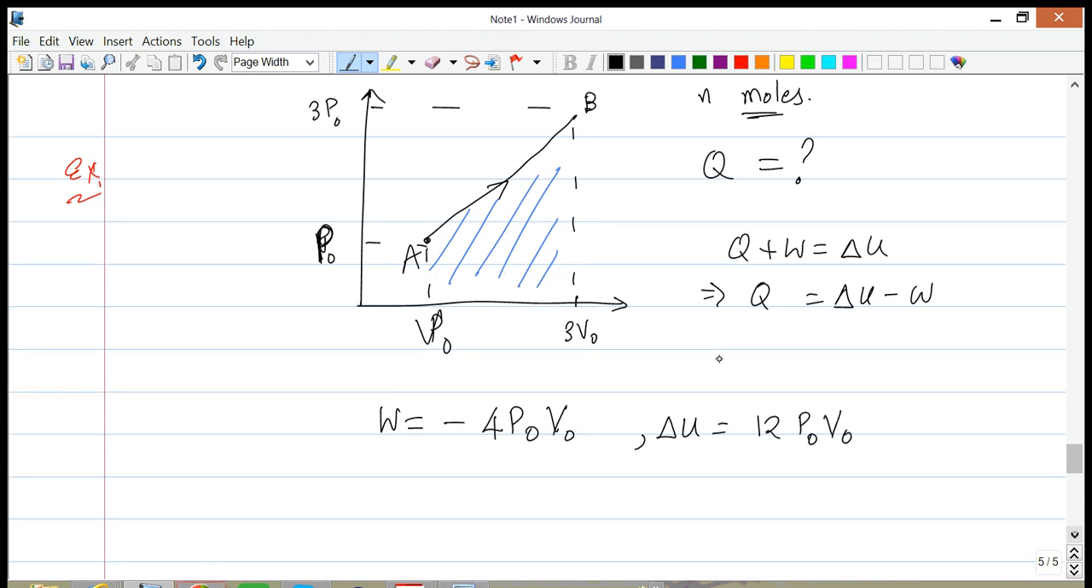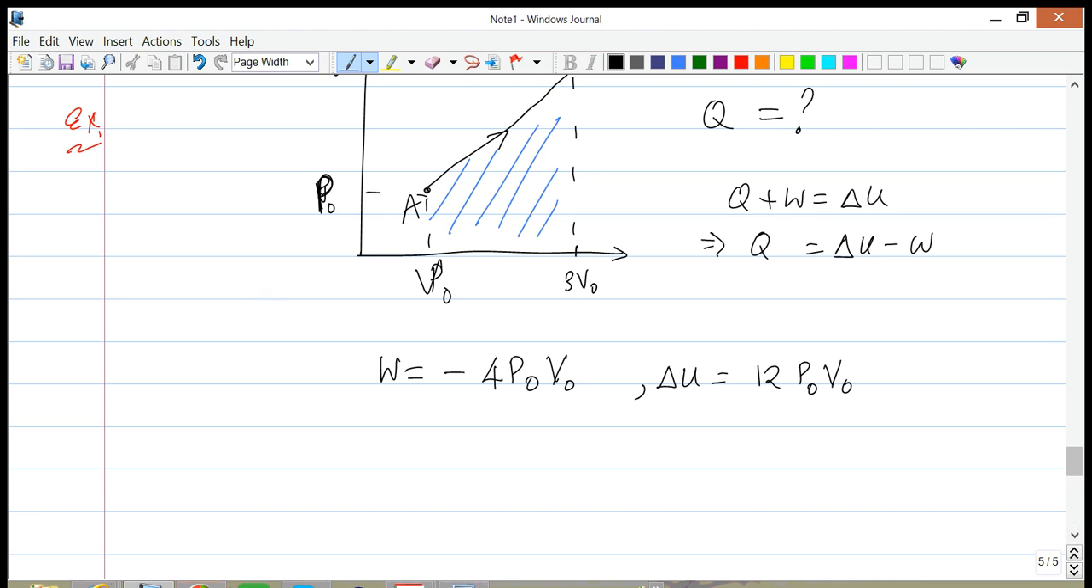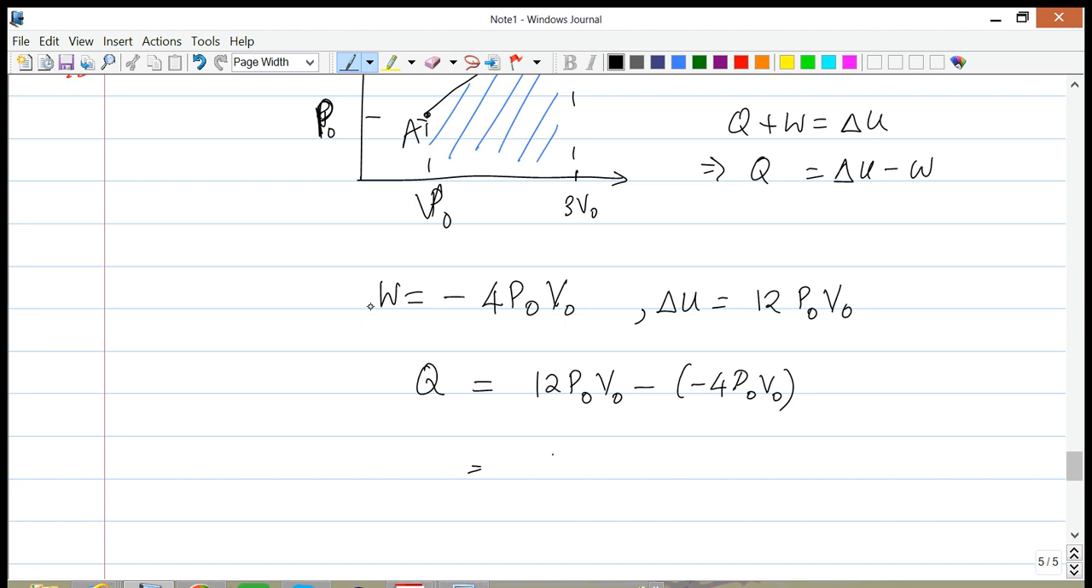Okay, so now that we know these two things, and if you're unsure about this, just hit calculate it, make sure that you verify. To find the internal energy, you'll have to find the temperatures at A and B, and then use 3/2 nR delta T. I'm telling you that this is all a monatomic ideal gas. So Q happens to be equal to delta U, which is 12 P0 V0 minus negative 4 P0 V0. And this will end up being equal to 16 P0 V0. So this is the amount of heat.